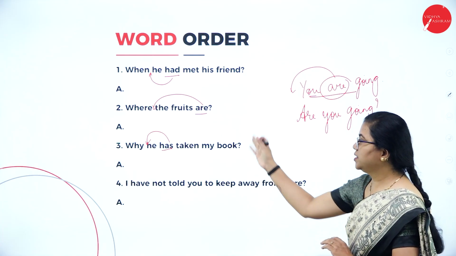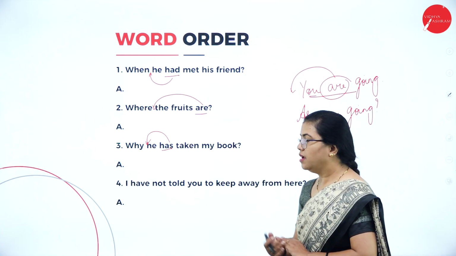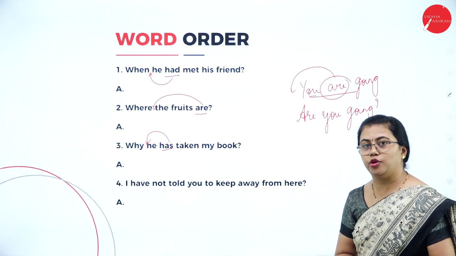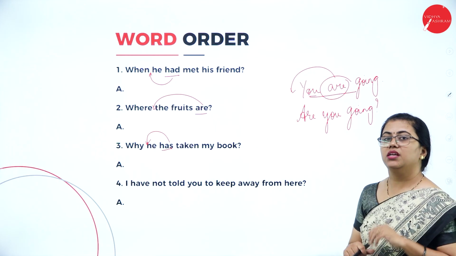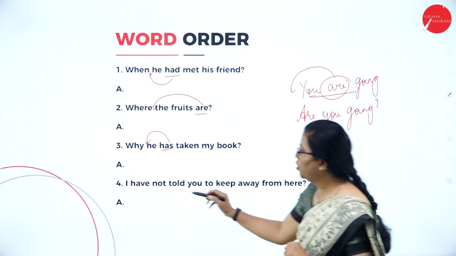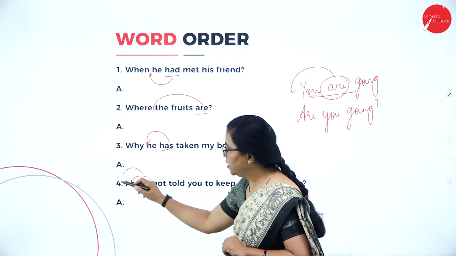Again, the auxiliary verb has to be placed in the beginning. Now, here it is starting from a pronoun, I. "I have not told you to keep away from here." Here again, the same rule has to be followed. The auxiliary verb is this, put it in the beginning.